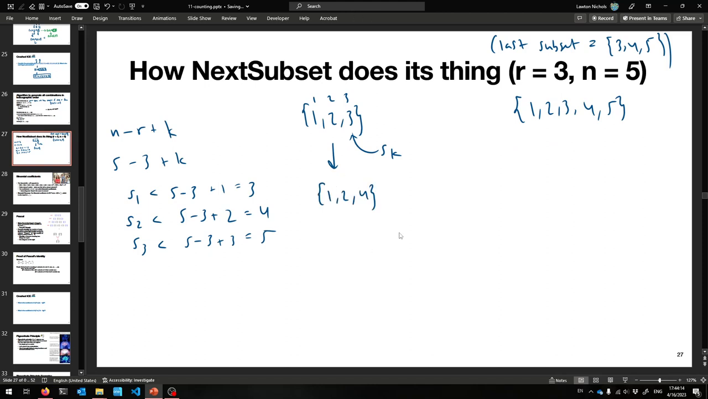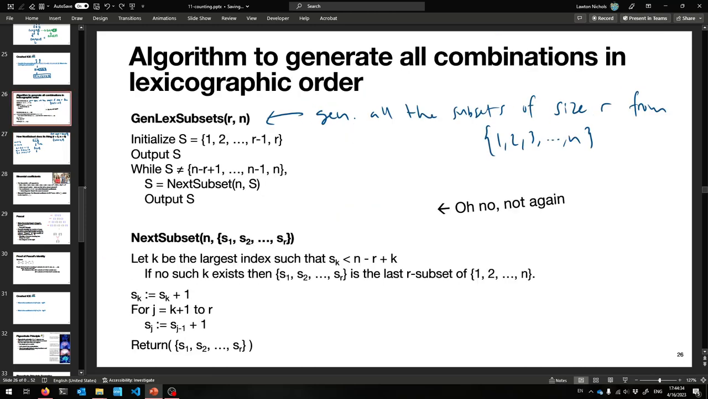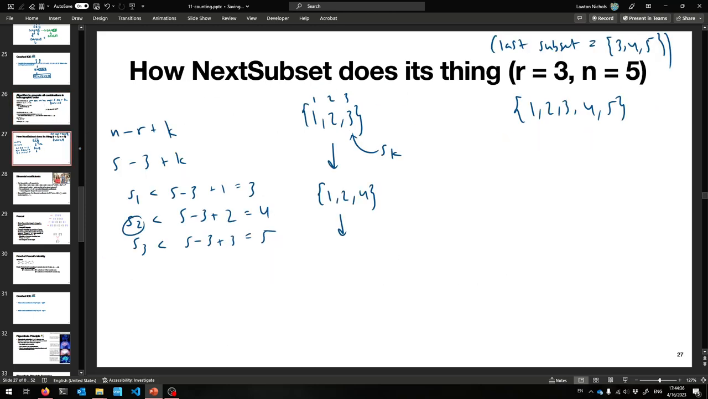I think you can imagine that 1, 2, 5 will be the next thing. And let me show that to you. So again, we're always going to compare to the same things. Is S1 less than 3? Yeah, it is still. Is S2 less than 4? Like, could you make it bigger? Is really the question this algorithm is asking: could you make this thing bigger here at this index? S2, is it less than 4? Yeah, sure. 2 is less than 4. Is S3 less than 5? Yeah. So make it 5.